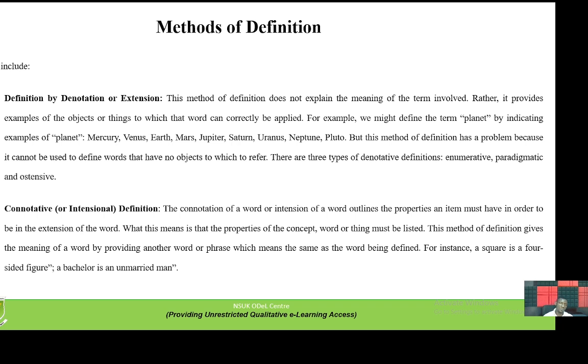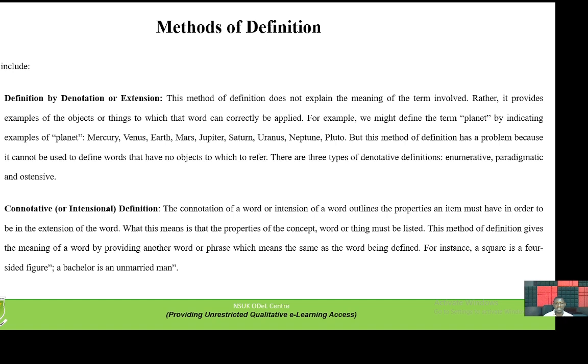Now we'll move to the number two method of definition. The number two method of definition, we have connotative or intentional definition. The connotation of a word or intention of a word outlines the properties an item must have in order to be in the extension of the word. In other words, there are certain features that a particular item must have in order to be classified as being part of that word.